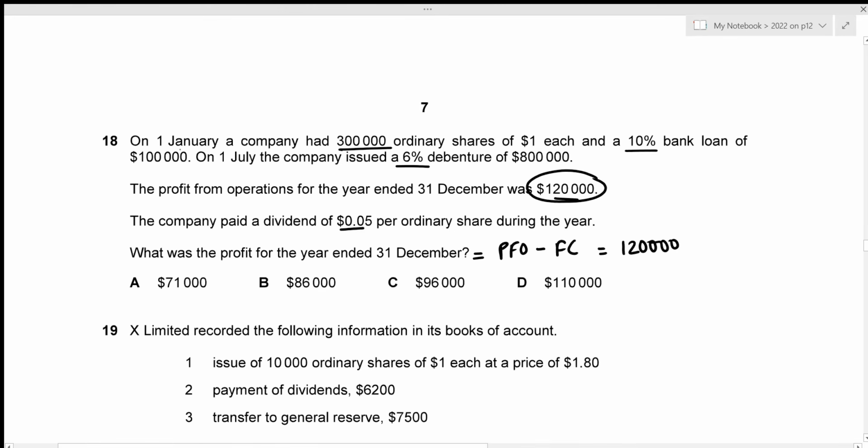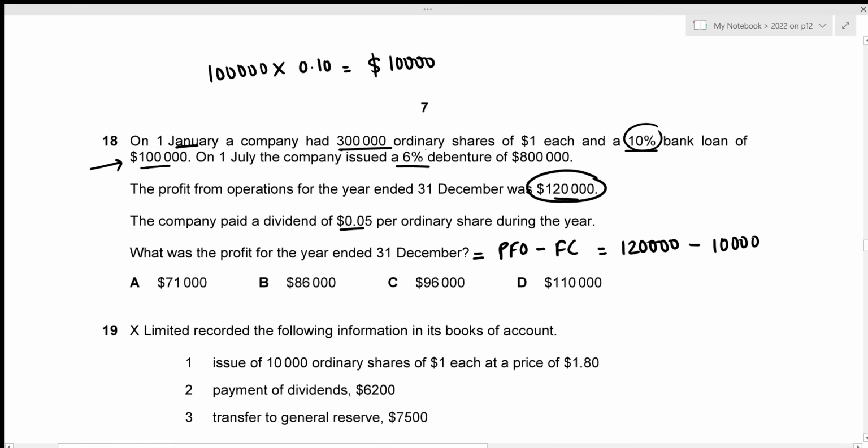And we can see that on 1st January, the company had a 10% bank loan of 100,000, and our year end is 31st December, which means that we need to charge a year's interest on this loan of 100,000. So let's figure out the interest on that loan. That will be the loan amount of 100,000 times the interest rate of 10%, which we can write down as 0.10, which gives the interest for this year to be 10,000. And we need to subtract this from our profit from operations.